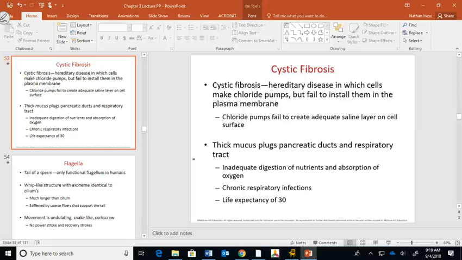All right? And if you can't breathe, if this mucus is getting stuck and preventing you from getting oxygen in and out, it makes it a very, very difficult time.